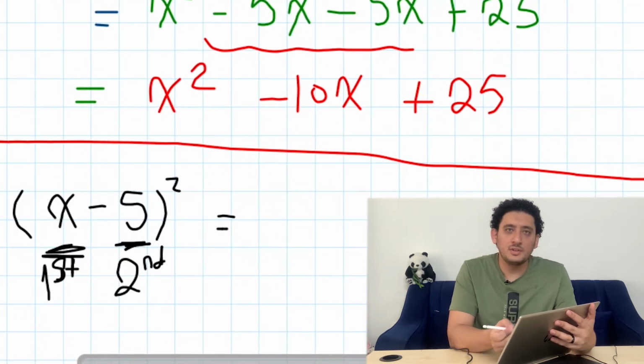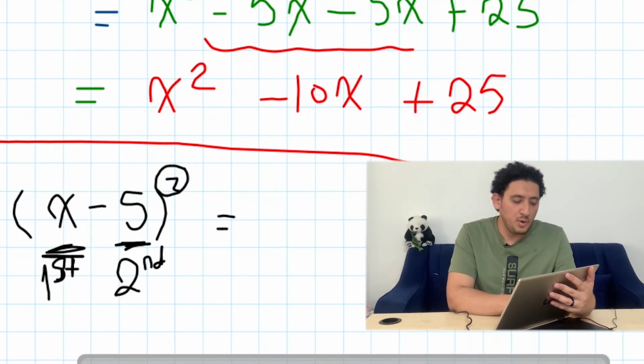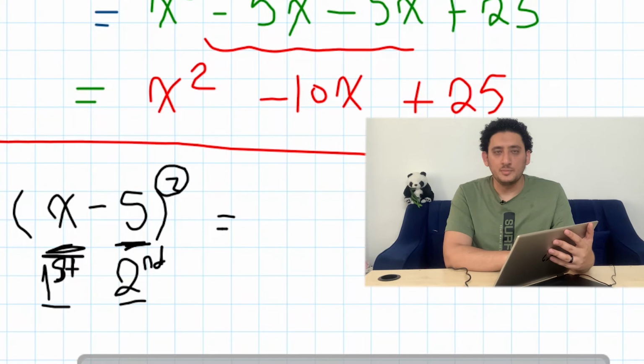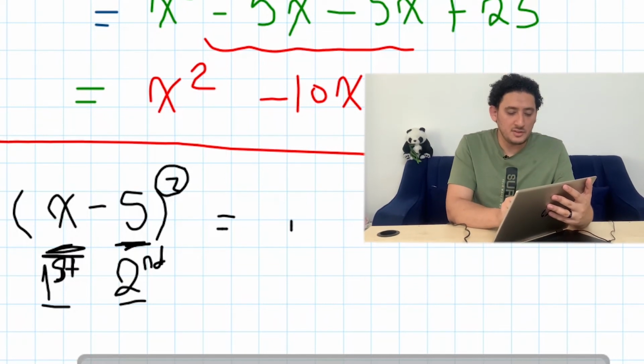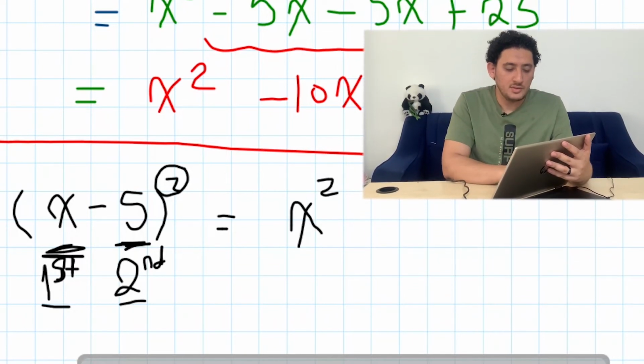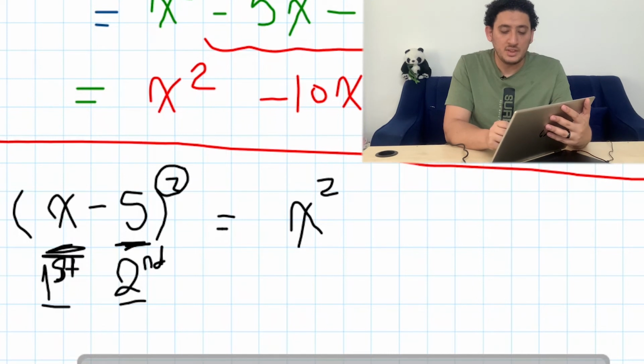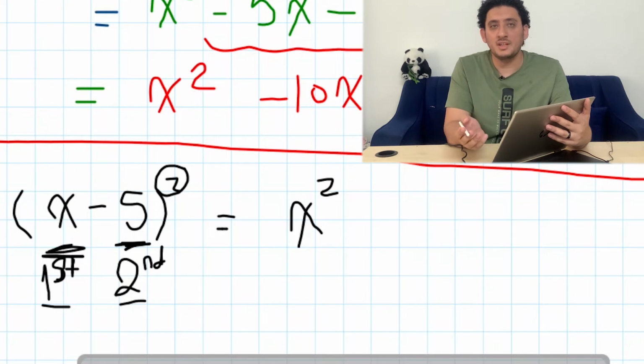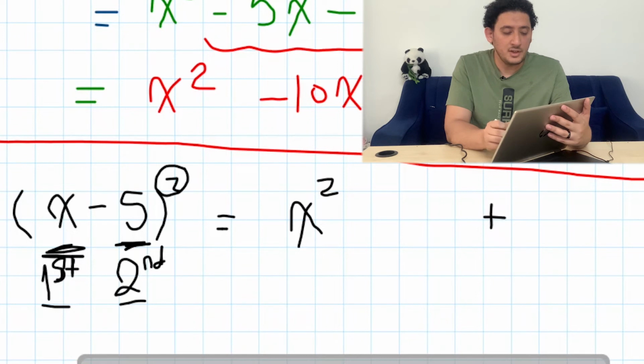So what we are going to do, we will put power 2 above both the terms. So it will be the first term x power 2, and the second term will be power 2, it means squared, so the negative sign will be positive. If you multiply negative by negative, it means positive. So the third term here is positive 5 squared, like that.